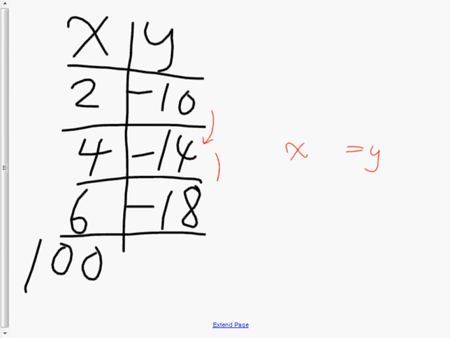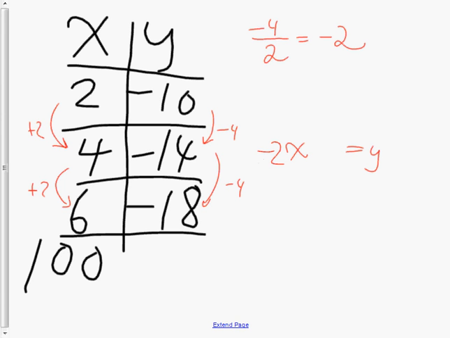The difference in the y column is it goes down by 4 each time, and the difference in the x column is it goes up by 2 each time. And we learned that the coefficient of your equation, or the slope of your line, is the difference in the y column over the difference in the x column, which would be -2. So that -2 is really going to be the coefficient in my equation.